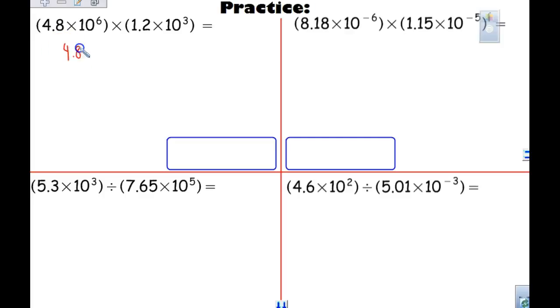I want to see 4.8 times 1.2. You're going to get that answer on your calculator. Then we're going to put times. I'm okay if when you do the 10 to the powers, you do either 10 to the 6 times that, or if you would please show me this addition. So on your calculator, do the multiplication. 4.8 times 1.2.